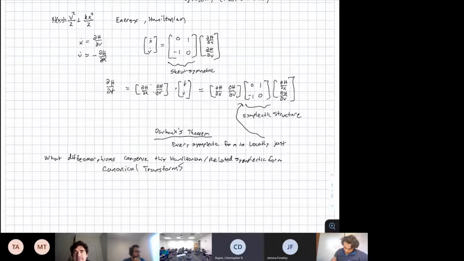And in matrix notation, what is that? Well, it's a Jacobian such that you apply it as a change of basis at every point. So these canonical transformations are really just coordinate changes which conserve the symplectic structure of our space.